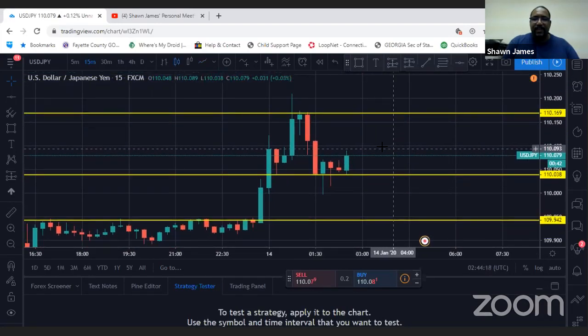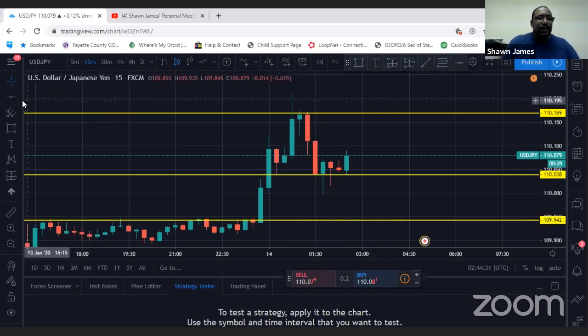See? Came down. Looked like it was trying to break through. It didn't. It kind of retested in this area. Green candle's coming up. I might want to jump back in this. Headed upward.